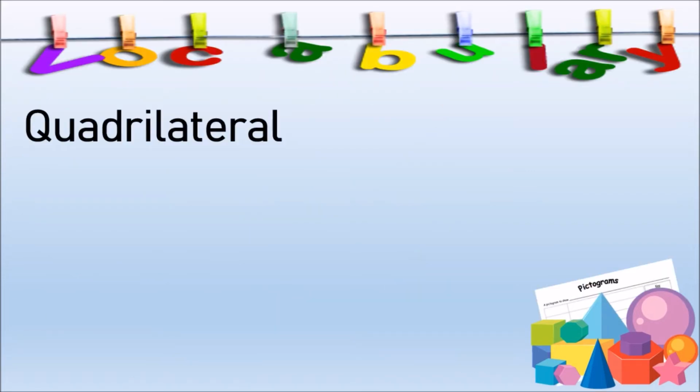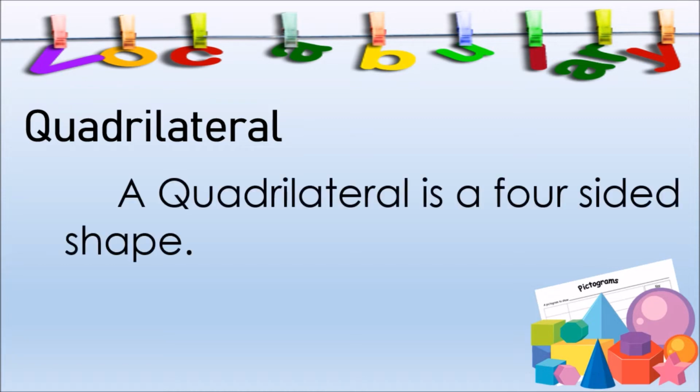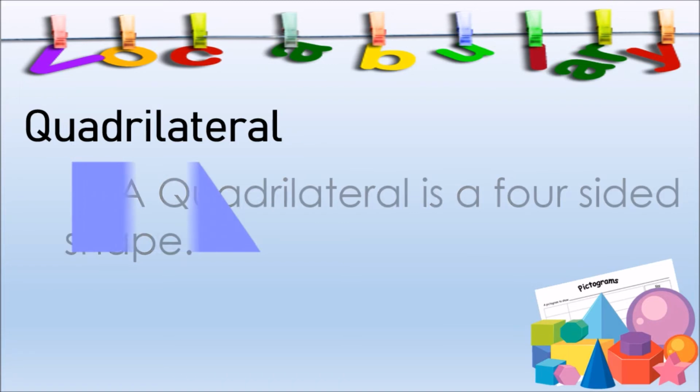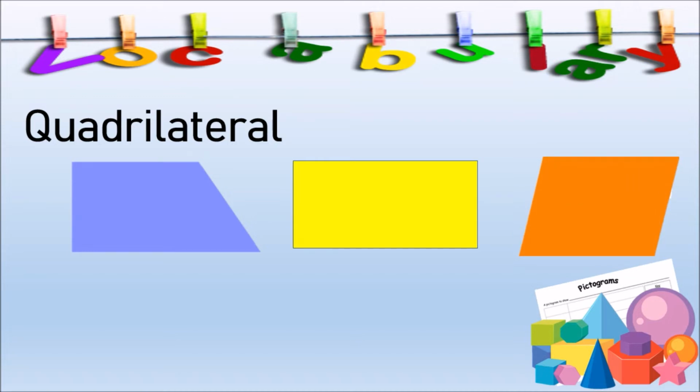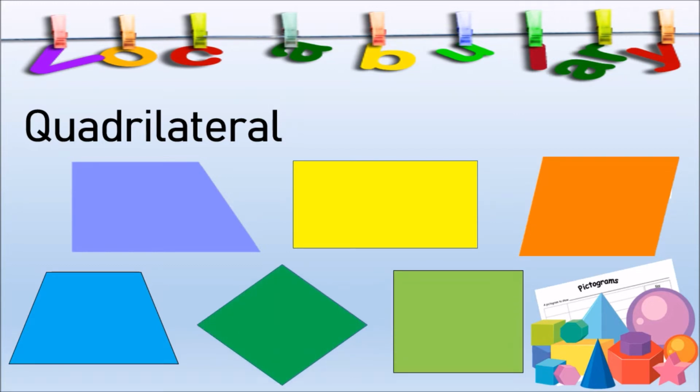Quadrilateral. A quadrilateral is a four-sided shape. It can be trapezoid, rectangle, parallelogram, an isosceles trapezoid, kite, or a square. These figures have 4 sides and 4 angles, and that is quadrilateral.